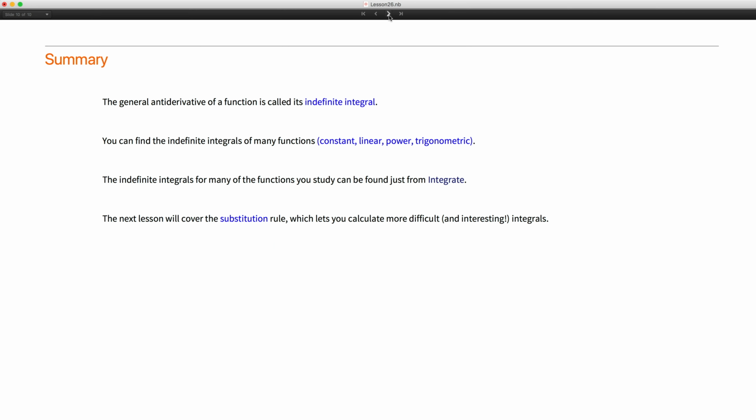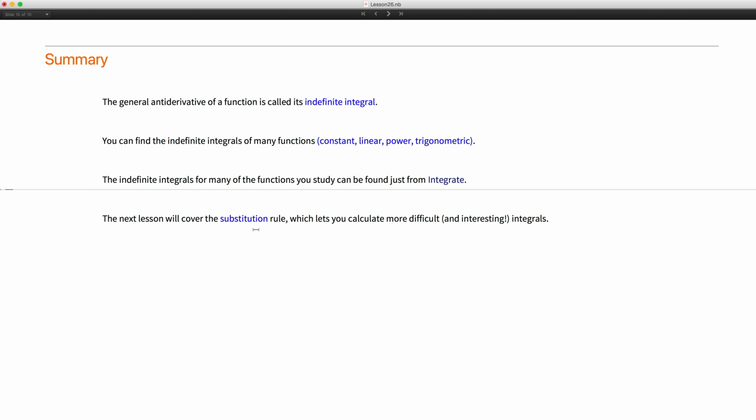Okay, so that's all that there is to today's lesson. It's a short lesson where we talked about the antiderivative of a function and gave it a special name, namely the indefinite integral. And what you've learned is that you can find the indefinite integrals of many functions: the constant function, the linear function, the power function, and several trigonometric functions. Now, in most cases, you can simply call the Integrate function and it will find the indefinite integral for you, but make sure you put the constant of integration. And that's really the core of indefinite integration.